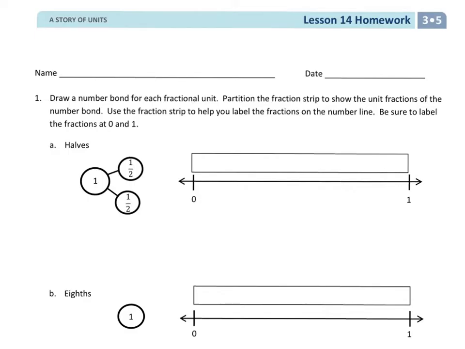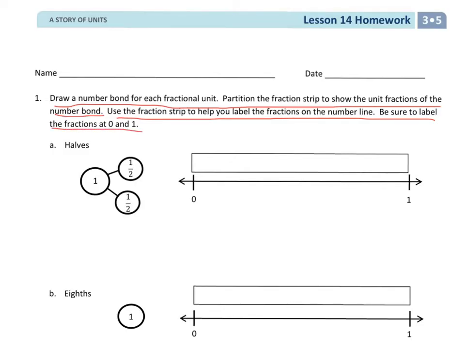The directions state, draw a number bond for each fractional unit. Partition the fraction strip to show the unit fractions of the number bond. Use the fraction strip to help you label the fractions on the number line. Be sure to label your fractions 0 and 1.